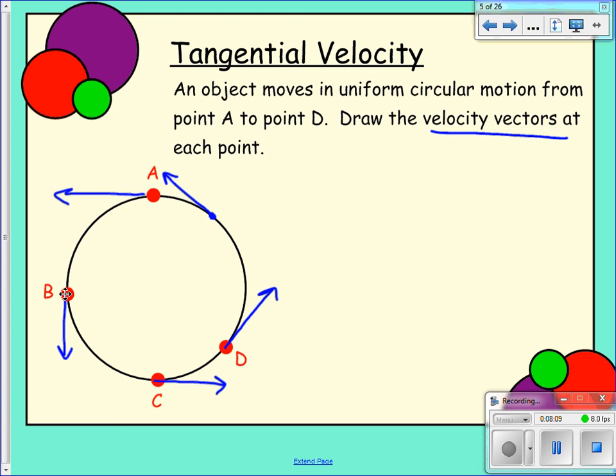Now, I didn't do a great job of this in the drawing, but it's important to note that since we're looking at uniform circular motion, meaning constant speed, all the lengths of these arrows are actually equal to each other, indicating that the speed is not changing, but just simply the direction.